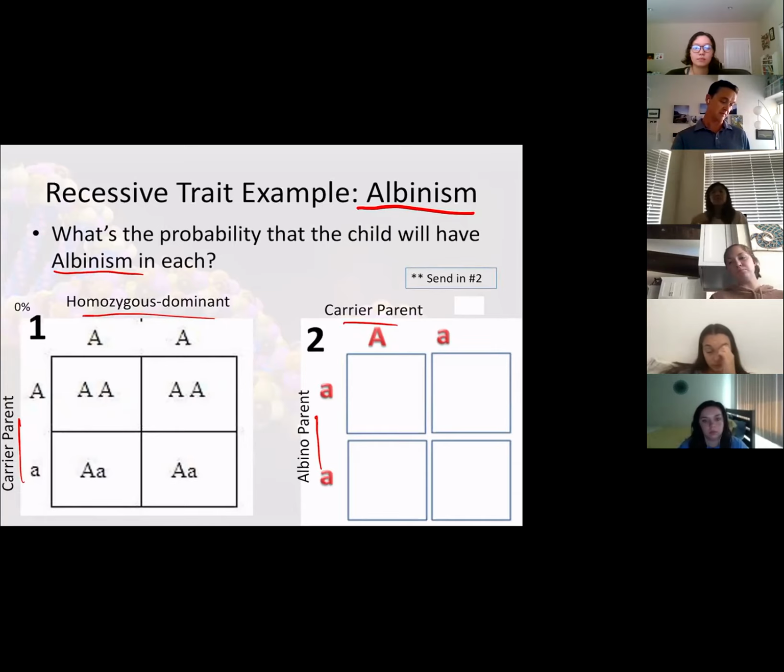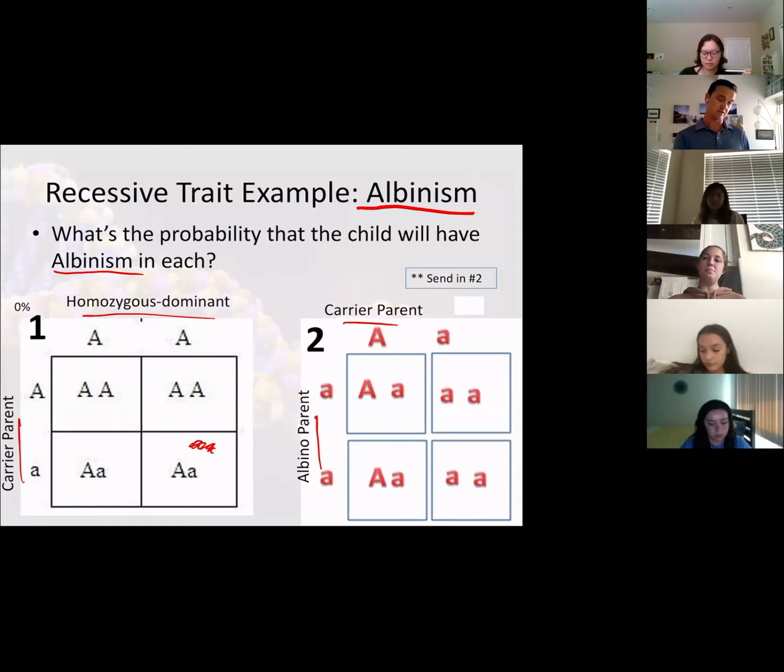So there's none of them there that just have 2 small a's, right? So no chance. If we have a carrier parent and a parent that's not a carrier and doesn't have albinism, no chance. Okay, but then in the second example with a carrier parent with a parent with albinism, we do have a chance, right? As you guys just said, and we've got 2 possible. 2 there, 2 out of 4, so that's 50%.